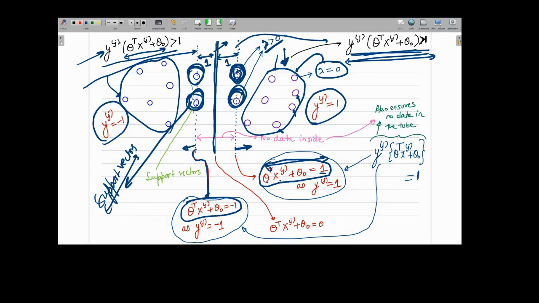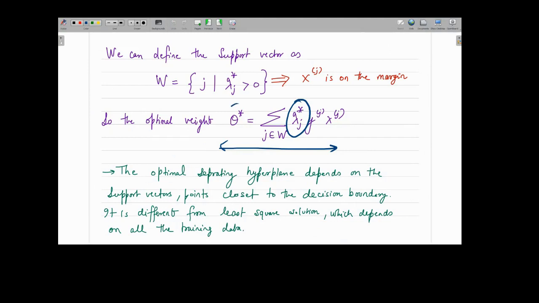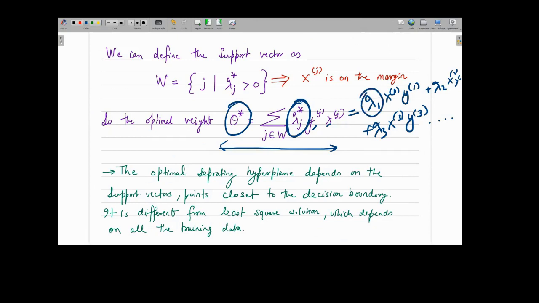Support vectors are coming because these data points are actually helping in formulating this decision boundary which is over here. Because you can see it's a summation, right? So here, theta star is nothing but lambda j star times yj xj. So if you expand this, it is lambda 1 x1 y1 plus lambda 2 x2 y2 plus lambda 3 x3 y3, like this. So let us say all these values are 0. Lambda 1, lambda 2, lambda 3 till lambda 50, all the values are 0.